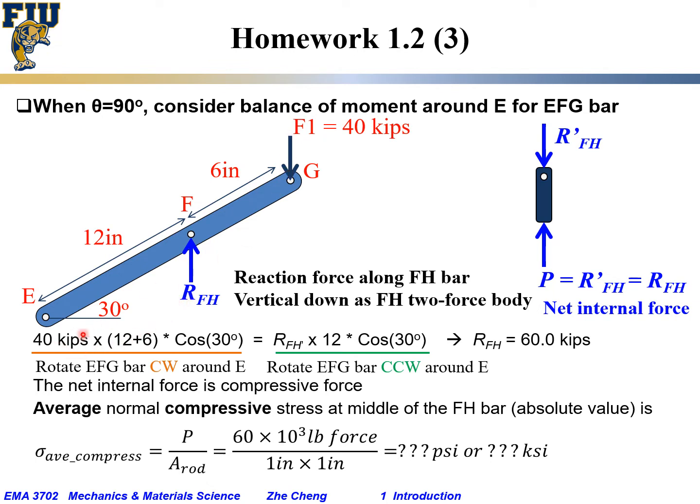We still have 40 kips times the distance from E to this force. That will be 12 plus 6 times cosine 30. And that would be the moment trying to rotate the bar clockwise around E. On the other hand, RFH is counteracting it. It times 12, this distance, times cosine 30 degrees. And this gives us the RFH of 60,000 pound force or 60 kips.